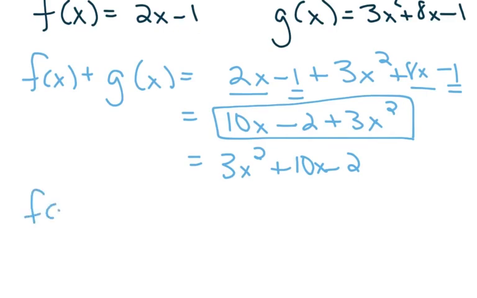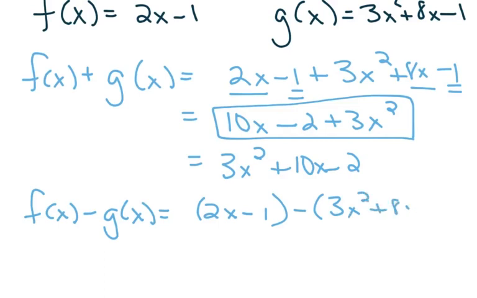For subtraction, again, this is the case where you have to be careful. You're subtracting the entirety of 2x minus 1 minus the entirety of 3x squared plus 8x minus 1. When you learn to subtract polynomials in Algebra 1, your teacher probably told you to distribute the negative 1. Your teacher may have also done it this way. Say, change this to a plus, and then change all the signs of everything in the second parentheses. Those both really mean the exact same thing. I'm going to do distributing.